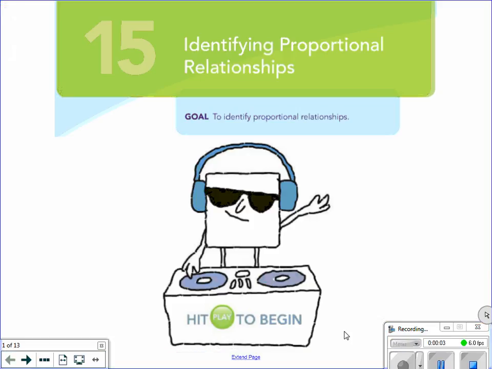Right, today we are going to talk about identifying proportional relationships. So we'll get going on the video here. Remember, if you need to pause it to make sure you get everything, please go ahead and do that. If there's something you didn't quite get, make sure you rewind and go back and take a look at that.